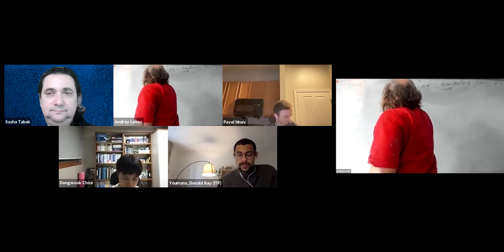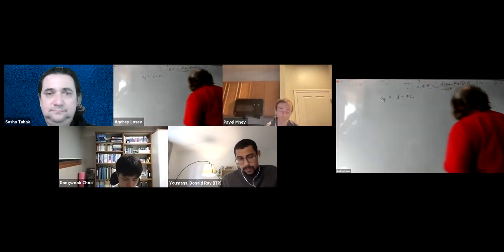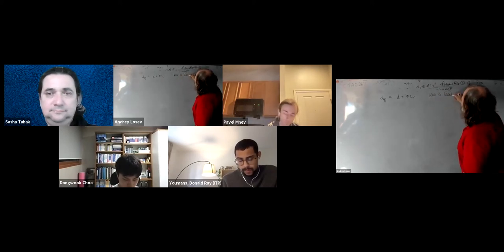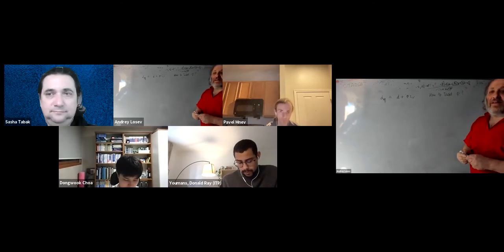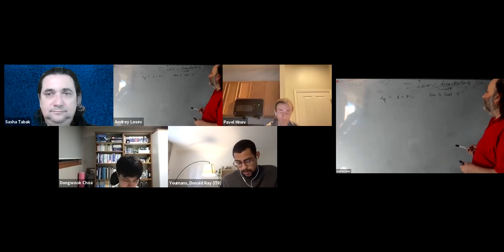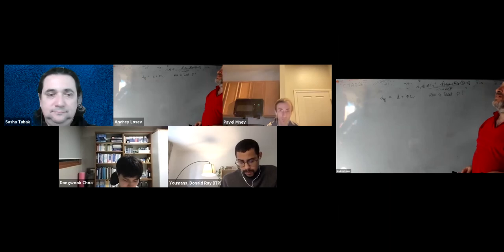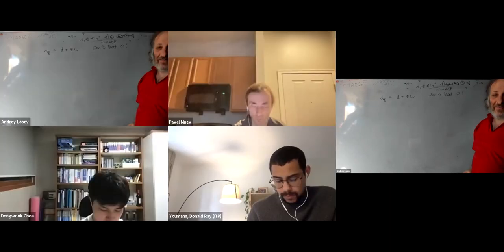So the question is, consider D a covariant. That is D plus phi IV. Okay? So how to treat phi? In other terms, what is the natural meaning of phi? Okay.